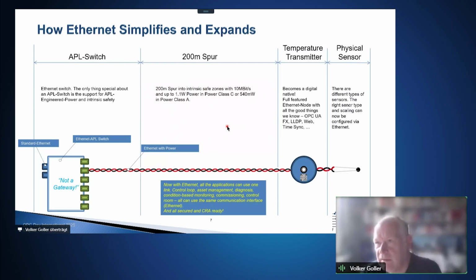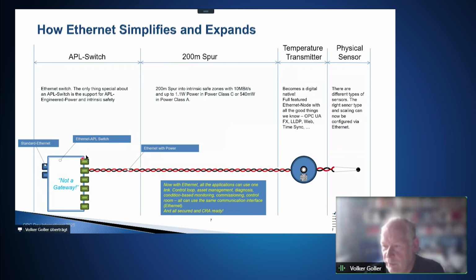And the beauty is it is all just software, because intrinsic safety is a physical parameter. It is only hardware design related, it is not software design related. So there is no software component of intrinsic safety that we have to take care of. So it is unmodified Ethernet.